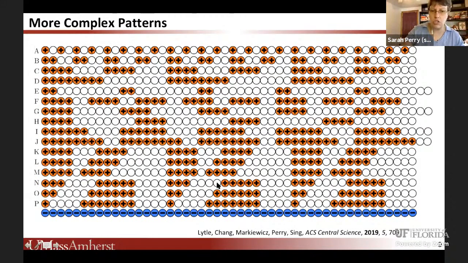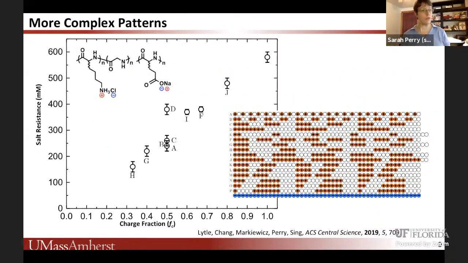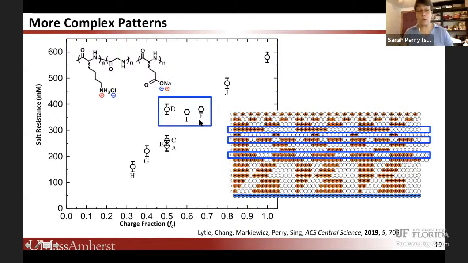I'm not going to dig into this too heavily, but suffice it to say, a lot of your intuition will still hold, right? If this is a graph of salt resistance versus charge fraction, the higher the amount of charge you have on a polymer, the higher the salt resistance, right? That makes good intuitive sense. But what becomes more complicated is when you now talk about an interplay between charge fraction and sequence. And so I want to focus on these three right here, D, I, and F. If we look at these, they all have about the same salt resistance.